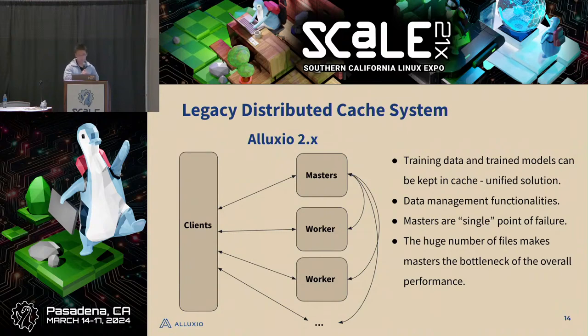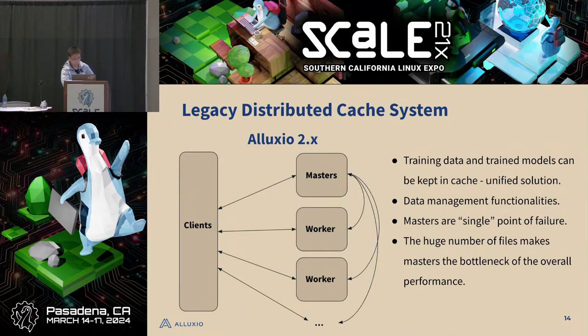For both training data and models, we can keep them in the cache system in the worker nodes. So this is a perfect unified solution for both reading training data and training the models. And a cache system has some additional data management functionalities. For example, we can preload the data. We can also pin the data so that it won't get evicted. There are more functionalities like those.